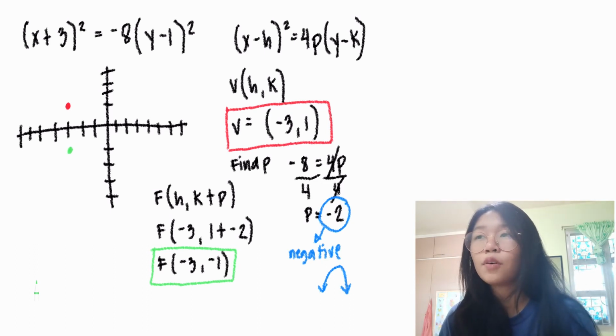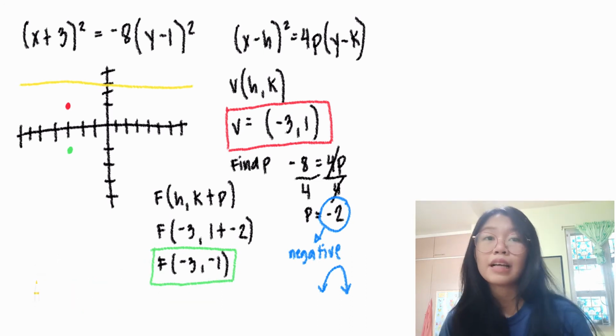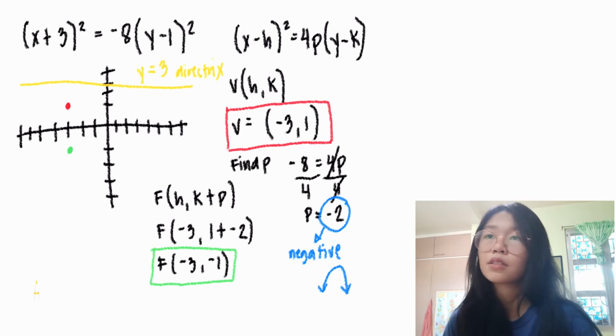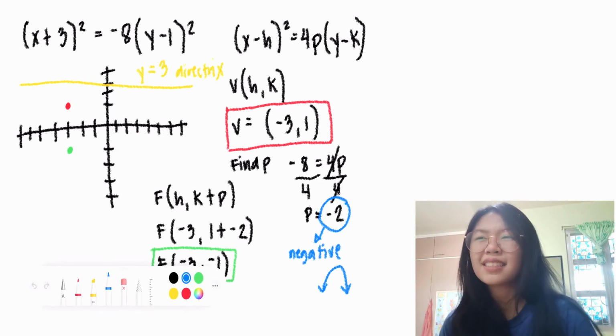The coordinates of the focus of this parabola are h, k plus p. And so we said that h is negative 3, k is 1, and p is negative 2. So 1 added to negative 2 is equal to negative 1. Therefore, this represents the coordinates of the focus. Now, it is shown that the directrix is located at y equals 3.